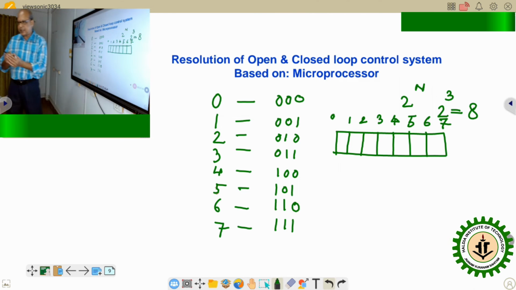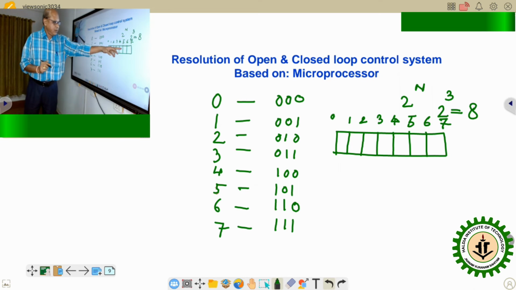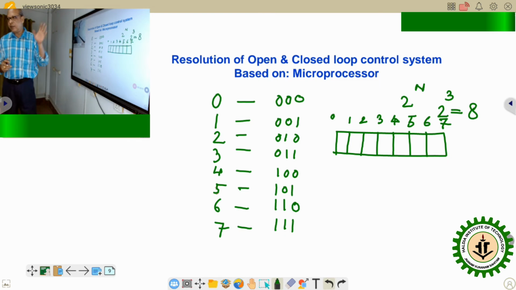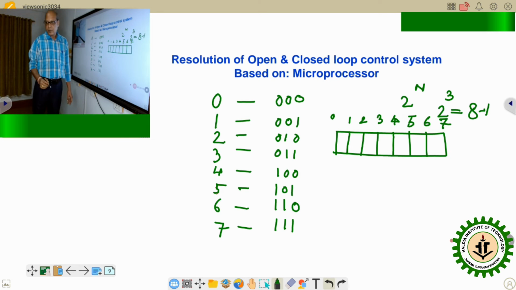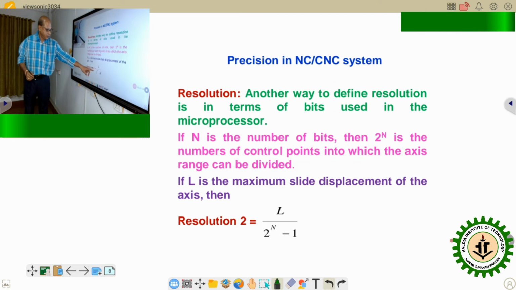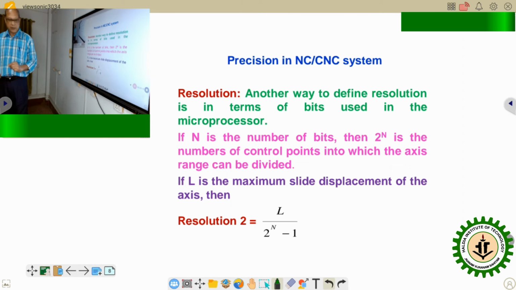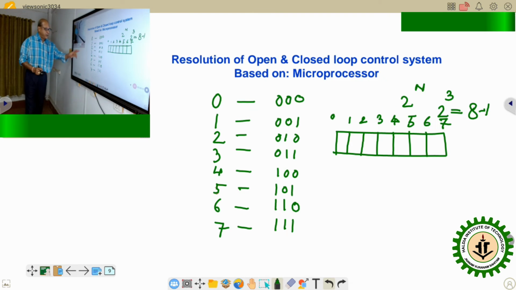If we would like to measure anything, we require distance between 2 points. So 8 points will allow you to measure 7 different slots, 1 less. So 2 to the power n minus 1, which is what I put in the general form, always 1 less. Now I have drawn arbitrarily.